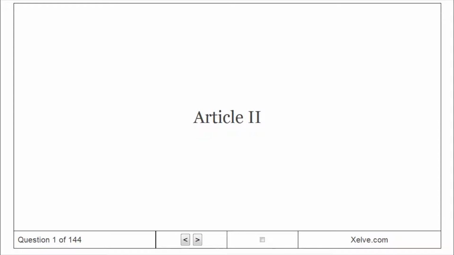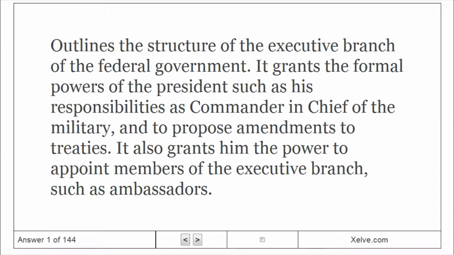Article 2 outlines the structure of the executive branch of the federal government. It grants the formal powers of the president, such as his responsibilities as commander-in-chief of the military, and to propose amendments to treaties. It also grants him the power to appoint members of the executive branch, such as ambassadors.